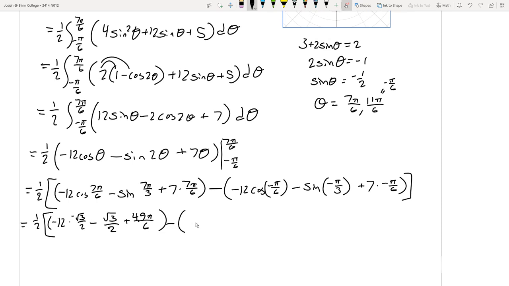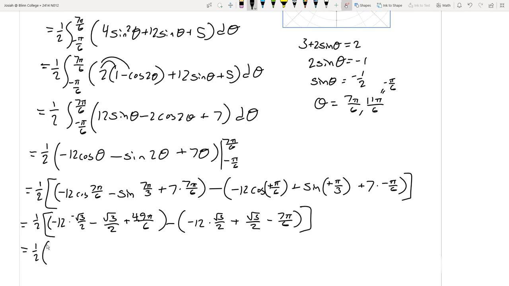Okay, minus negative 12 times, and remember cosine is even, so we can essentially treat this as positive pi over 6. So root 3 over 2 there. Sine is odd, so we can go ahead and take that negative out, turn it into a plus root 3 over 2. And finally, minus 7 pi over 6. So 1/2. And we'll go ahead and simplify here.